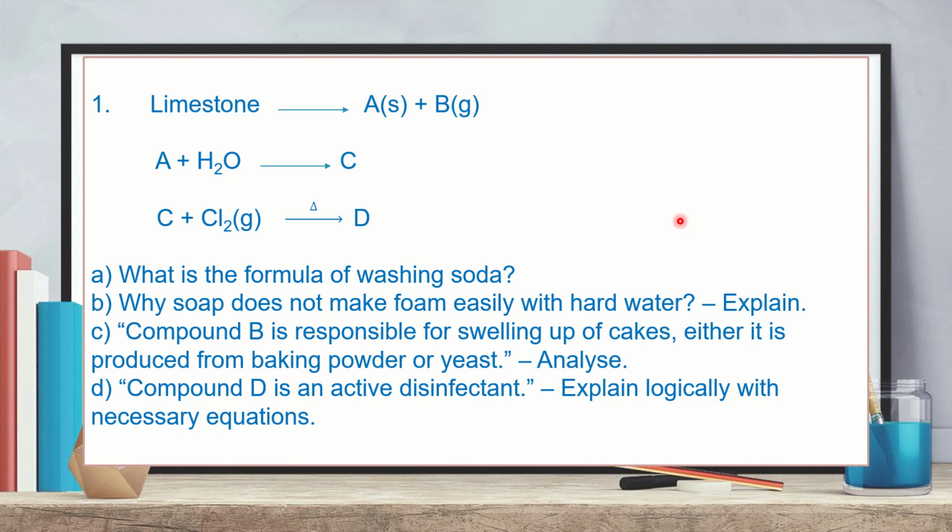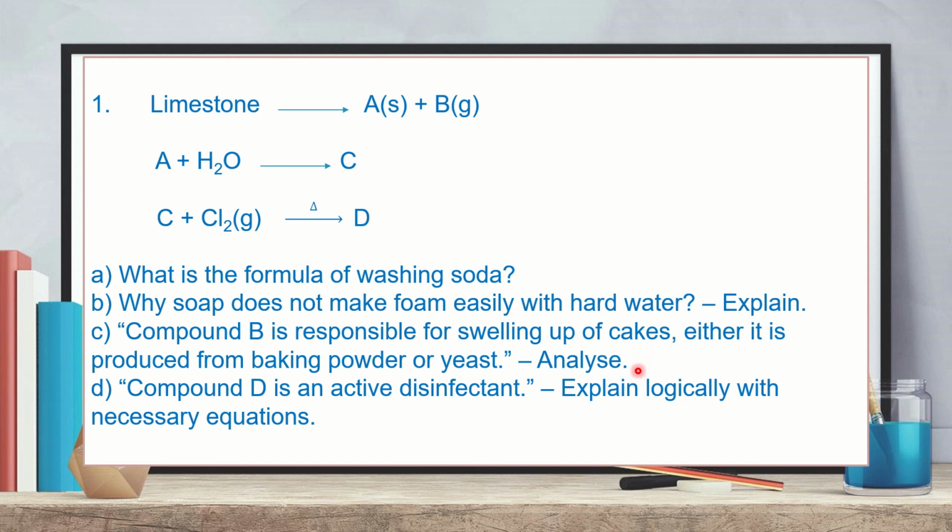See b number question, compound B is responsible for swelling up of cakes. Either it is produced from baking powder or yeast. What is compound B? Compound B is carbon dioxide. Carbon dioxide is responsible for swelling up of cakes or breads.